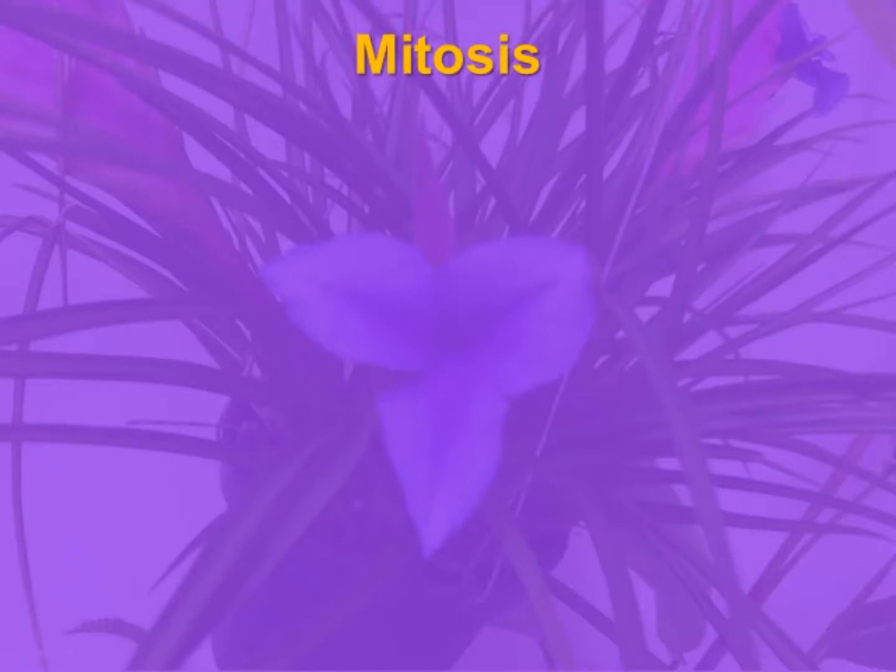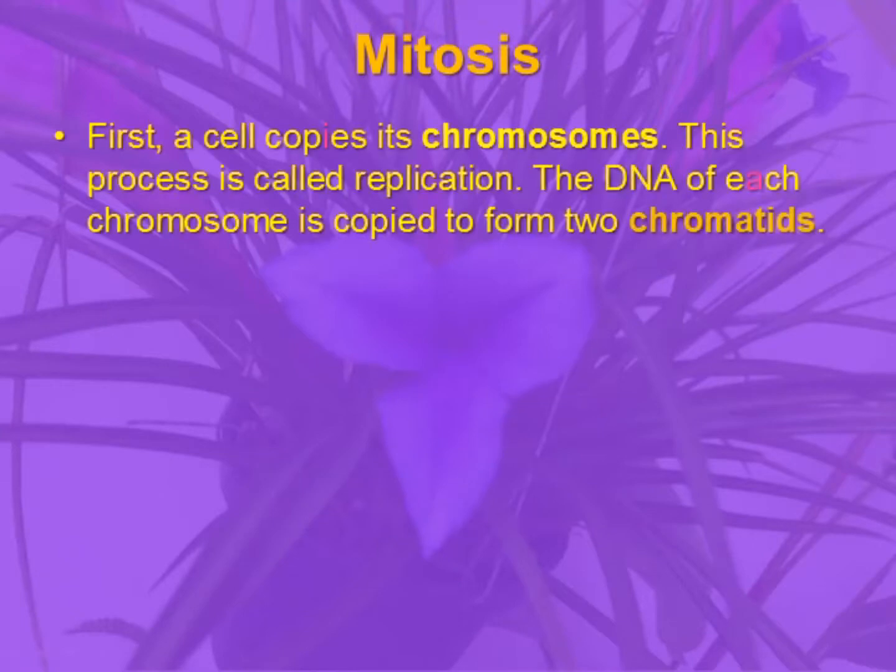So let's start by talking about mitosis. So first, in mitosis, a cell will copy its chromosomes. So you will end up with a total of 96 chromosomes inside the nucleus, as they all get copied once. And this is called replication.